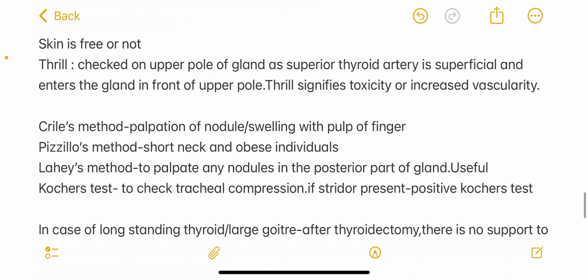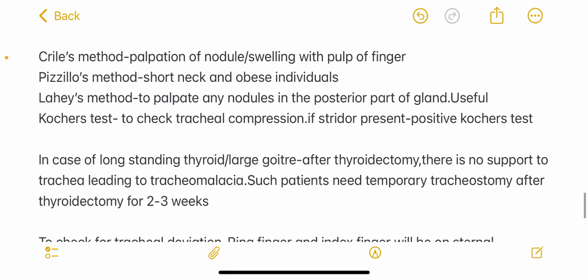So in case of long-standing thyroid or large goiter, after thyroidectomy there is no support to the trachea, and it can lead to tracheomalacia. Such patients need temporary tracheostomy after thyroidectomy for 2 to 3 weeks.